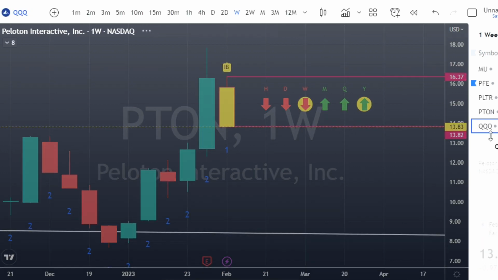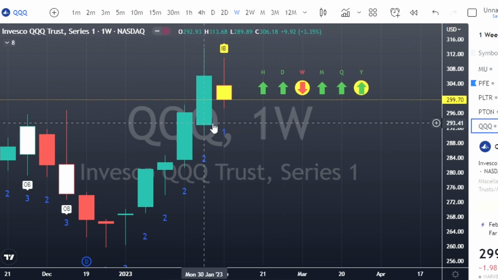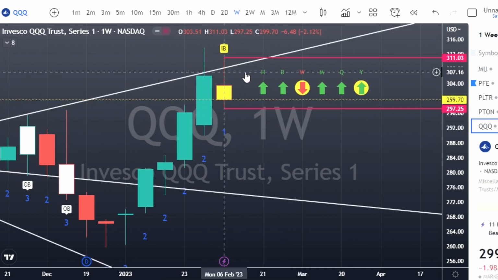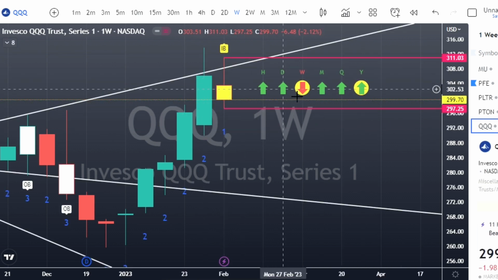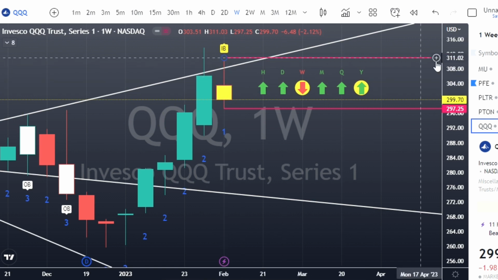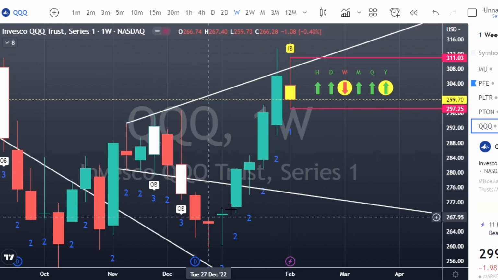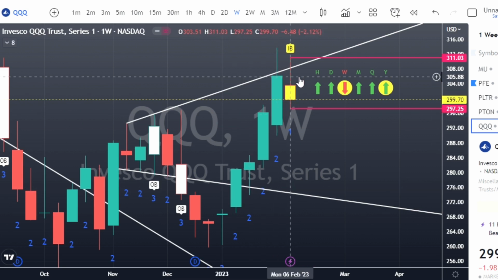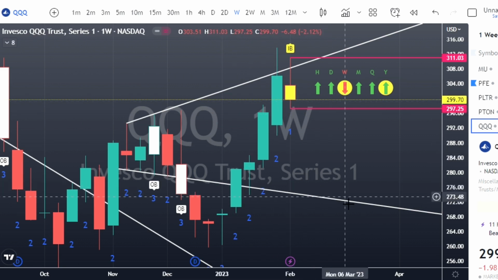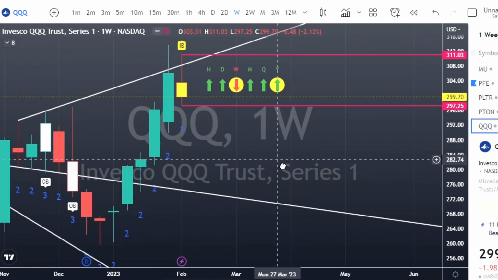We move to the Qs, QQQ, inside bar. That's really close to a shooter candle, puts at 297.25. Top of a broadening formation, calls at 311.03. So again, higher highs, higher highs, higher highs, lower lows. We broke right through, but lower lows again here. So are we going to trend back down and tag this 273 mark on the Qs?